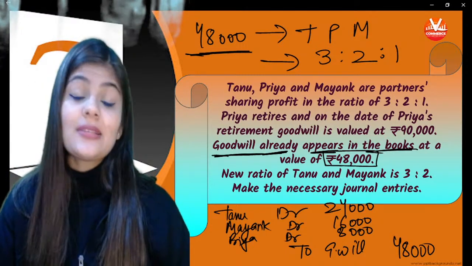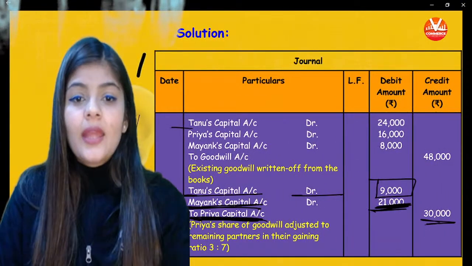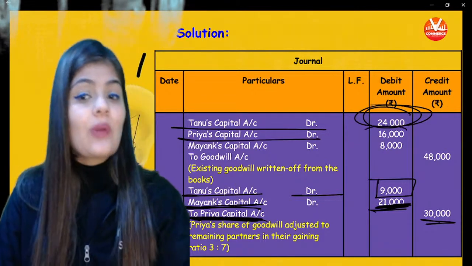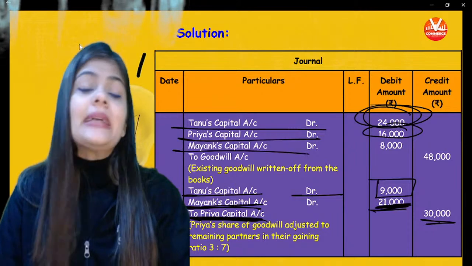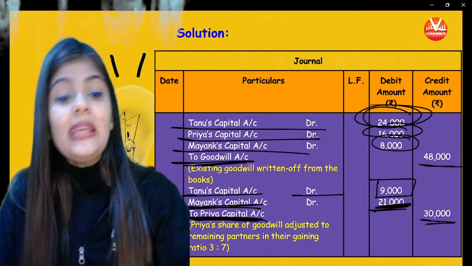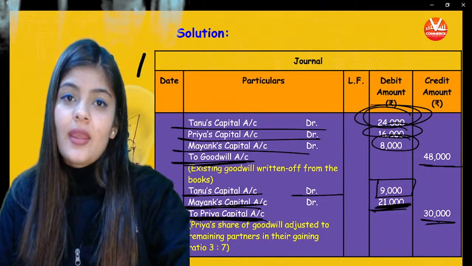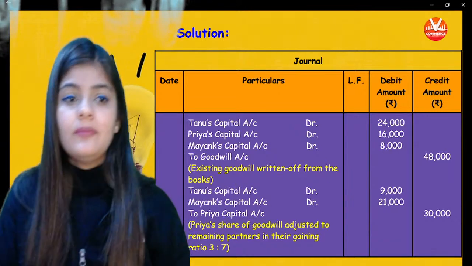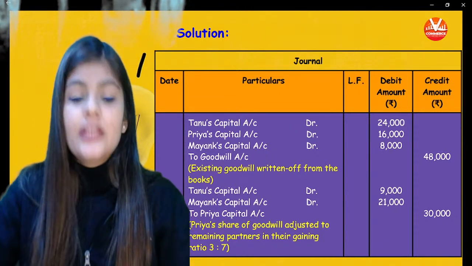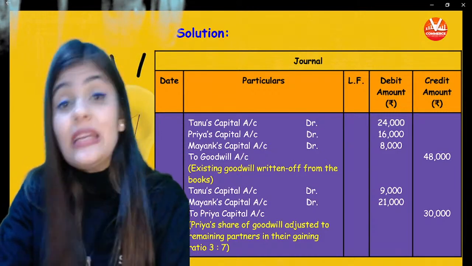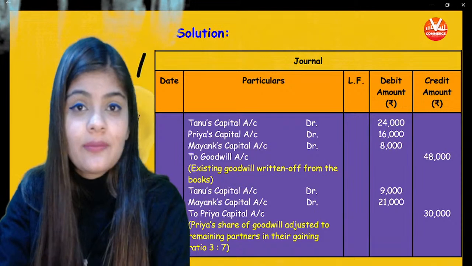So this is your answer. Tanu capital account debit 24,000, Priya capital account debit 16,000, Mayank capital account debit 8,000, to goodwill 48,000. This is the entry for goodwill appearing in the books. So is this clear to everyone? How the goodwill is treated at the time of retirement?